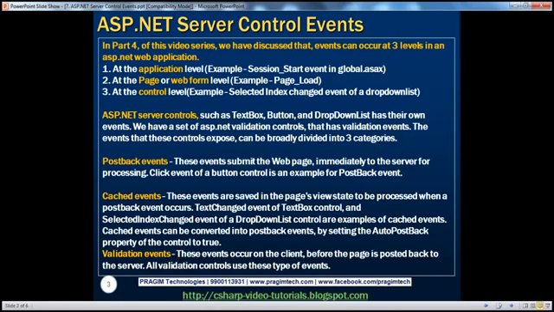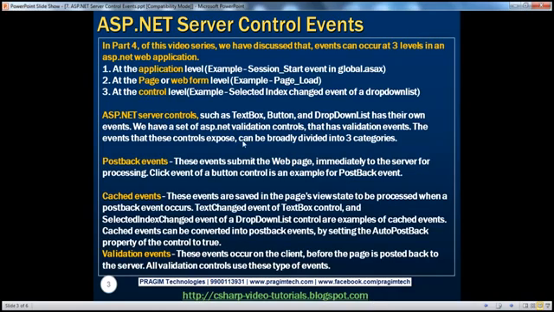In part 4 of this video series, we have discussed that events can occur at 3 levels in an ASP.NET web application. Events can occur at the application level, and examples of application level events include session start, session end, etc. And application level events reside in the global.asax file. Events can also occur at the page level, and examples of page level events include page load, page pre-render, page unload, etc. And finally, the events can also occur at the control level.